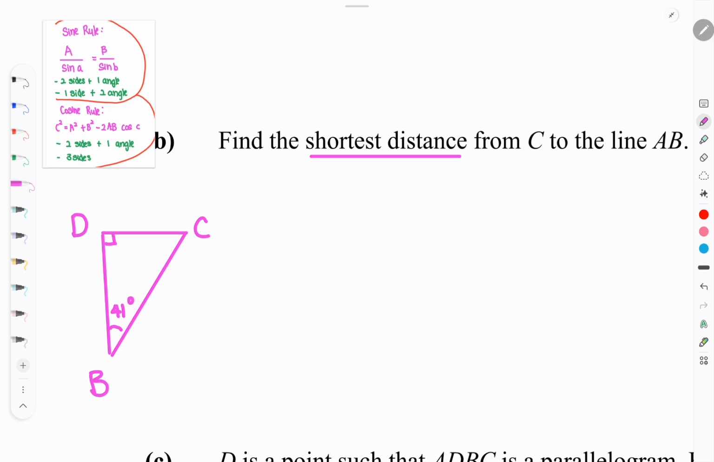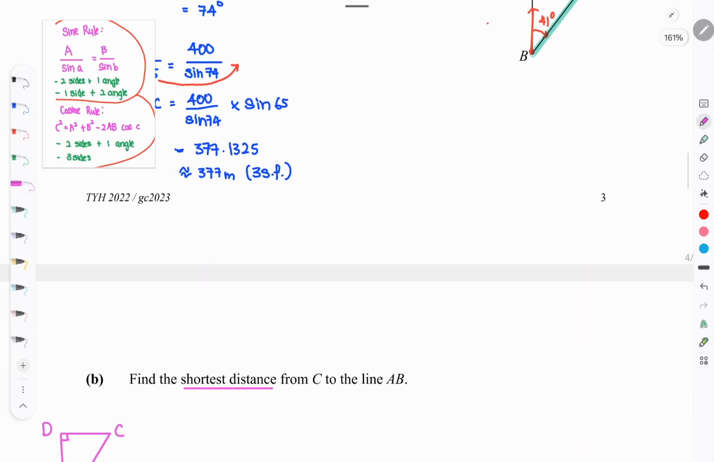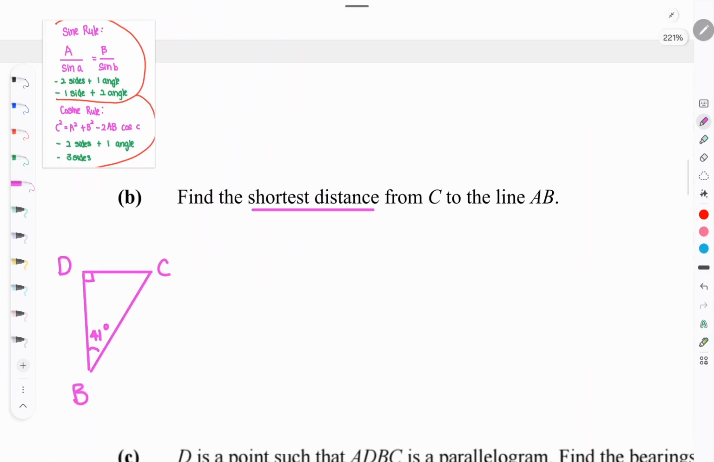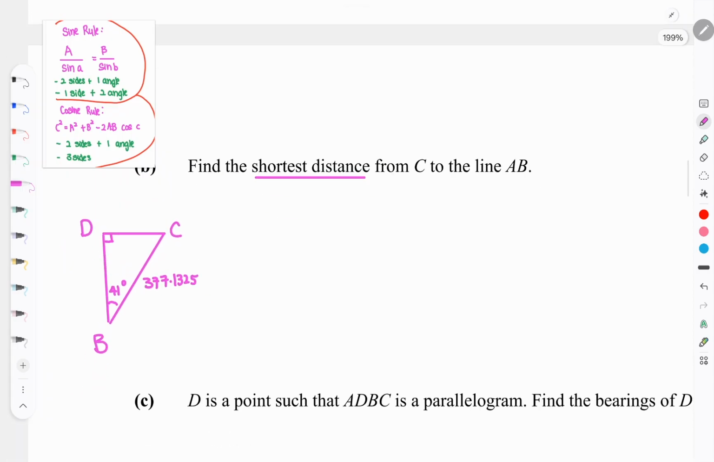Over here is a right angle. What else do I know? BC is actually 377.1325. We found this in part A. So find the shortest distance.